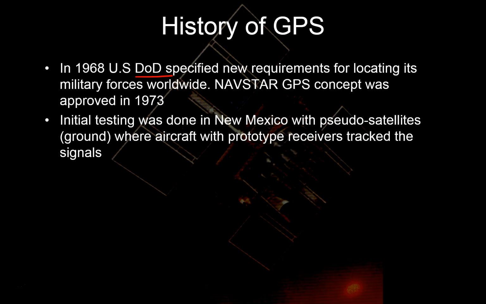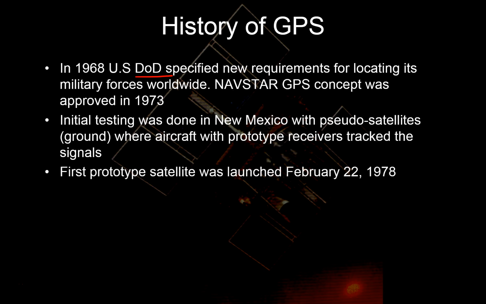So it's kind of the reverse of how it is today. The quote unquote satellites were on the ground, and there was a moving platform or moving receiver, and that was utilized to make sure that the signal structure worked and things like that. The first prototype satellite for GPS was actually launched in 1978. So it is a system that has been around for a very long time, at least the ramp up, the concept, and the proof of concept for GPS have been around for a while.